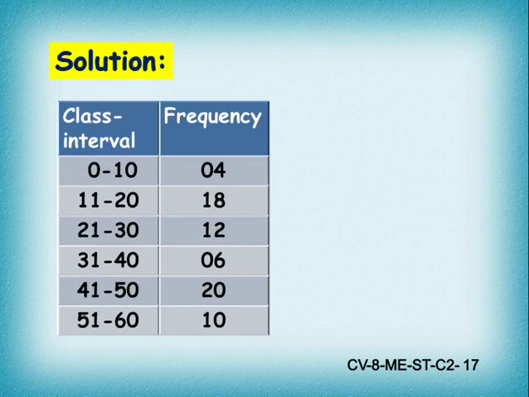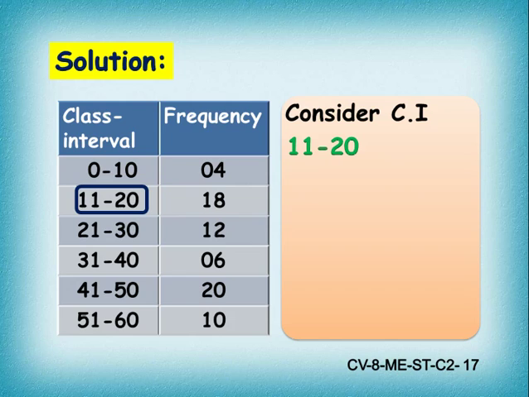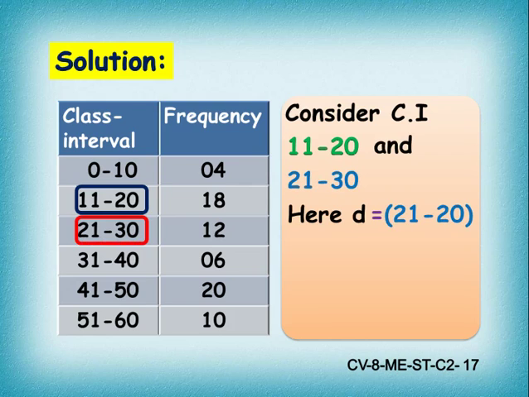That is, we have to find the correction factor first. What is the correction factor? We shall take up some class intervals, that is 11 to 20 and 21 to 30. D will be 21 minus 20, the difference is 1. Therefore, d by 2 is equal to 1 by 2, that is equal to 0.5. This shows, to convert this class interval into exclusive class interval, we have to subtract 0.5 from the lower limit of the class interval, and add 0.5 to the upper limit of the class interval. Shall we do it now?